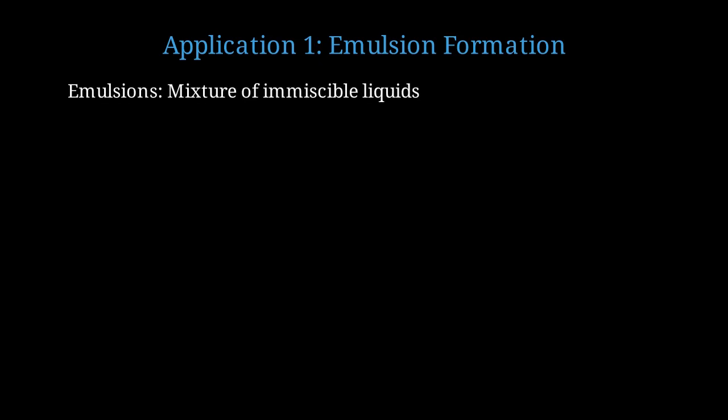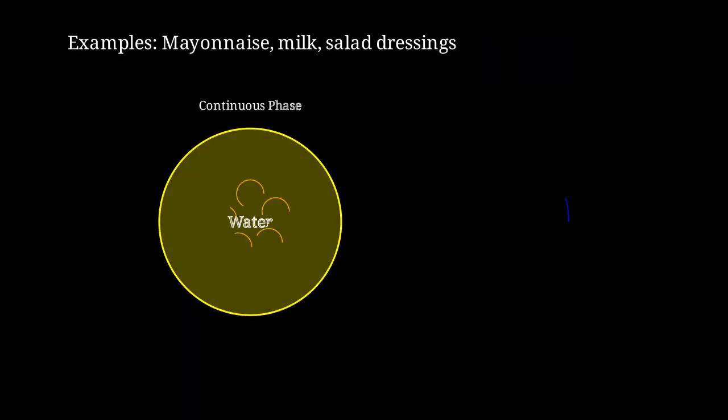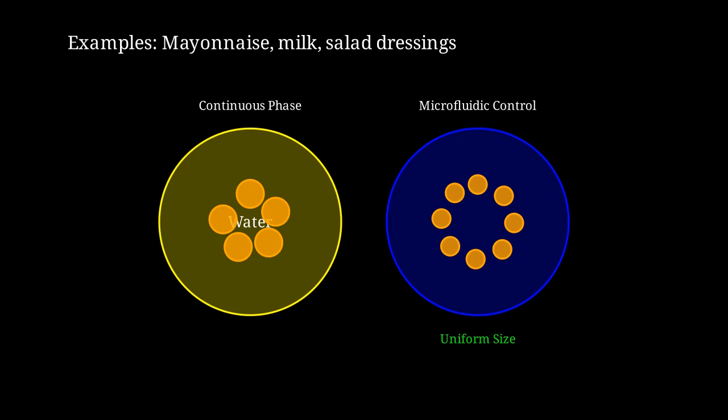Now let's explore our first major application in food science, emulsion formation. An emulsion is a mixture of two immiscible liquids, like oil and water, where one is dispersed as droplets in the other. Common food emulsions include mayonnaise, milk, and salad dressings. Traditional emulsification produces droplets of varying sizes, as shown on the left. Microfluidic methods, shown on the right, create highly uniform droplets with precise size control.